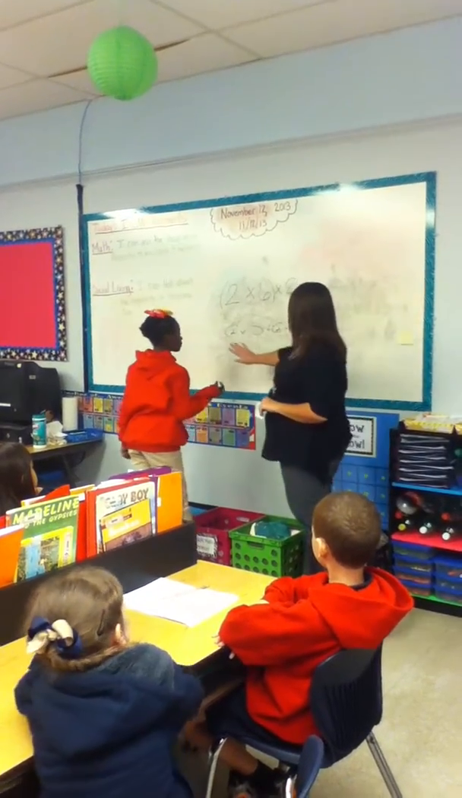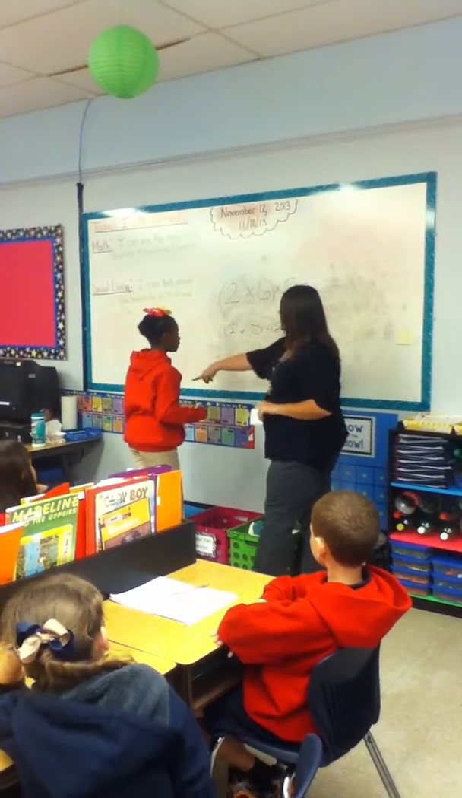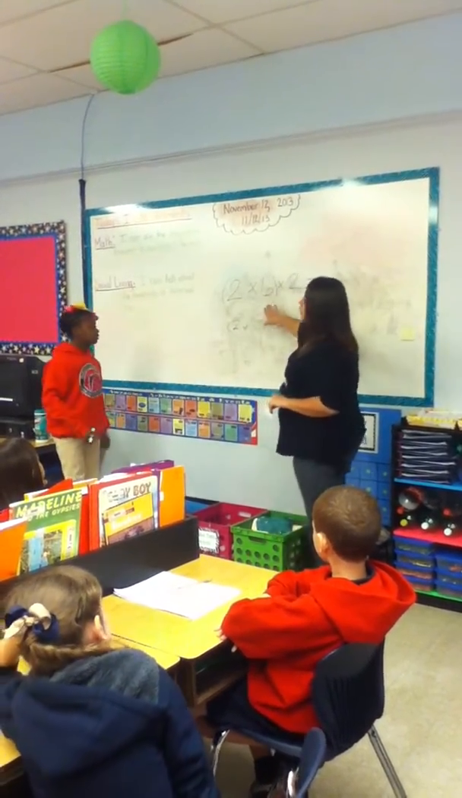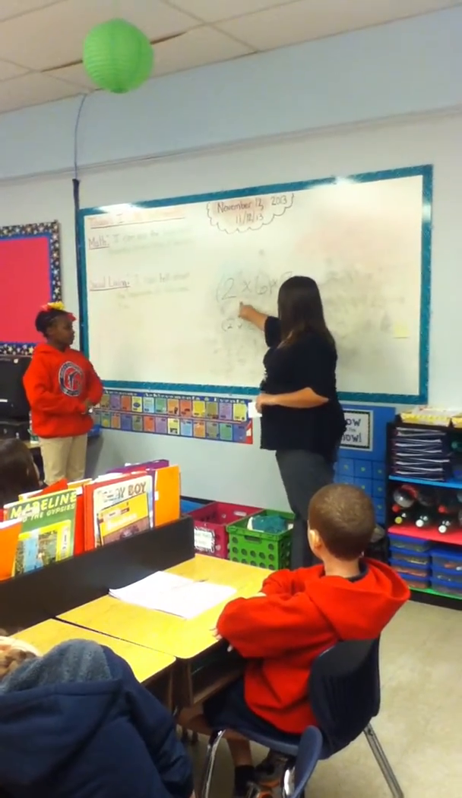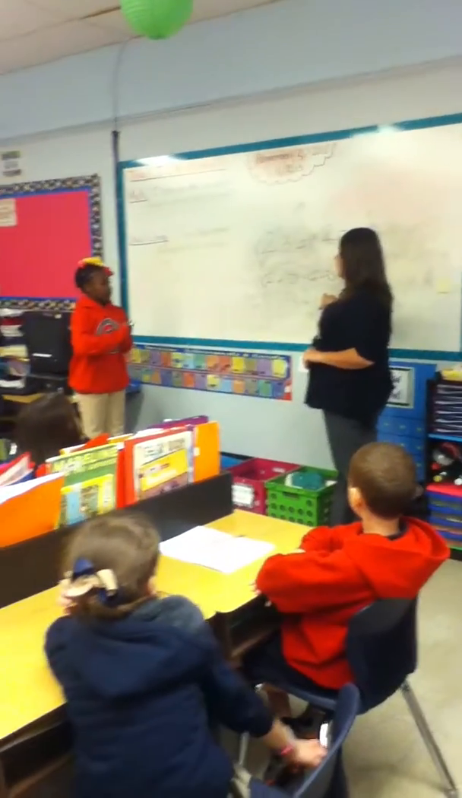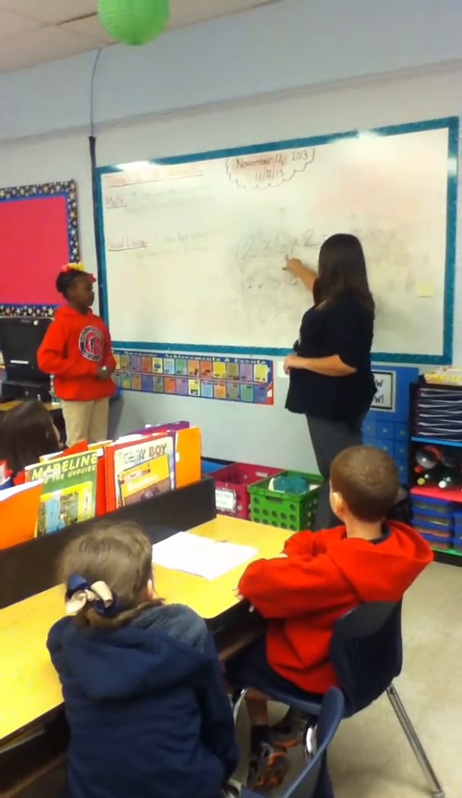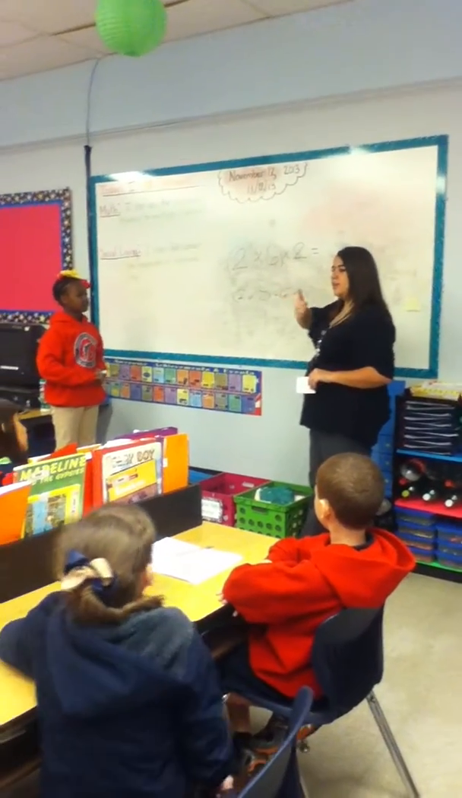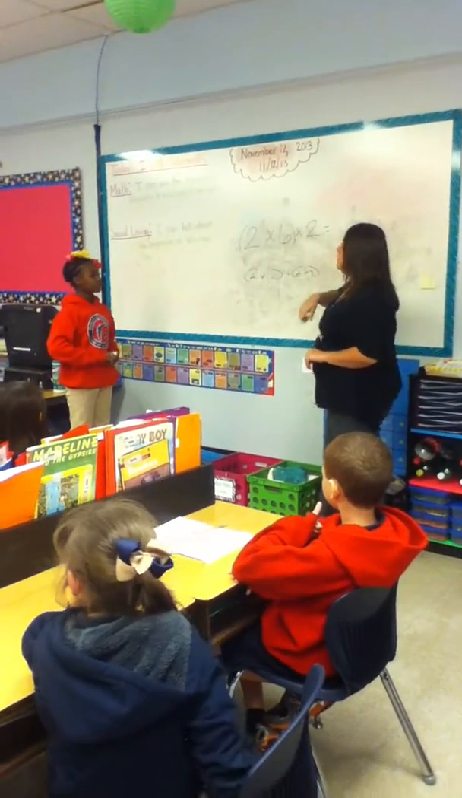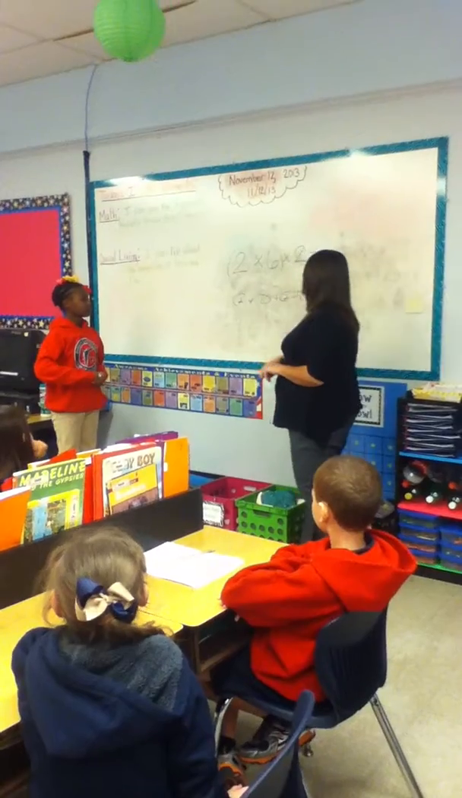Okay, let's look. Hold on just a second. Don't go nowhere. Step to the side for me so everybody can see. So far, Alandria brought it down to distributive property. What number did she keep the same? The 2. How did she break up her 6? 3 and 3. Do you agree? Thumbs up. Beautiful. Okay, so what's 2 times 3, Alandria?